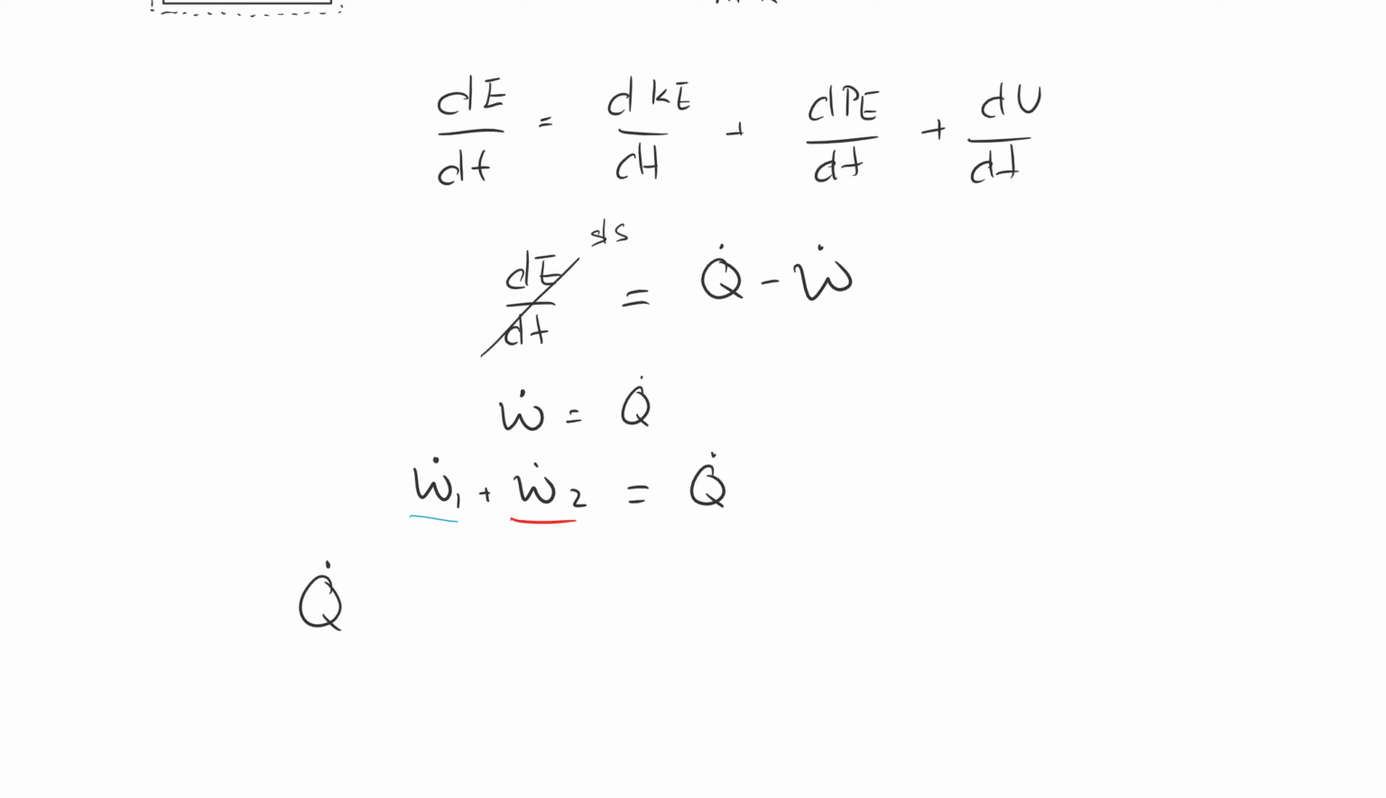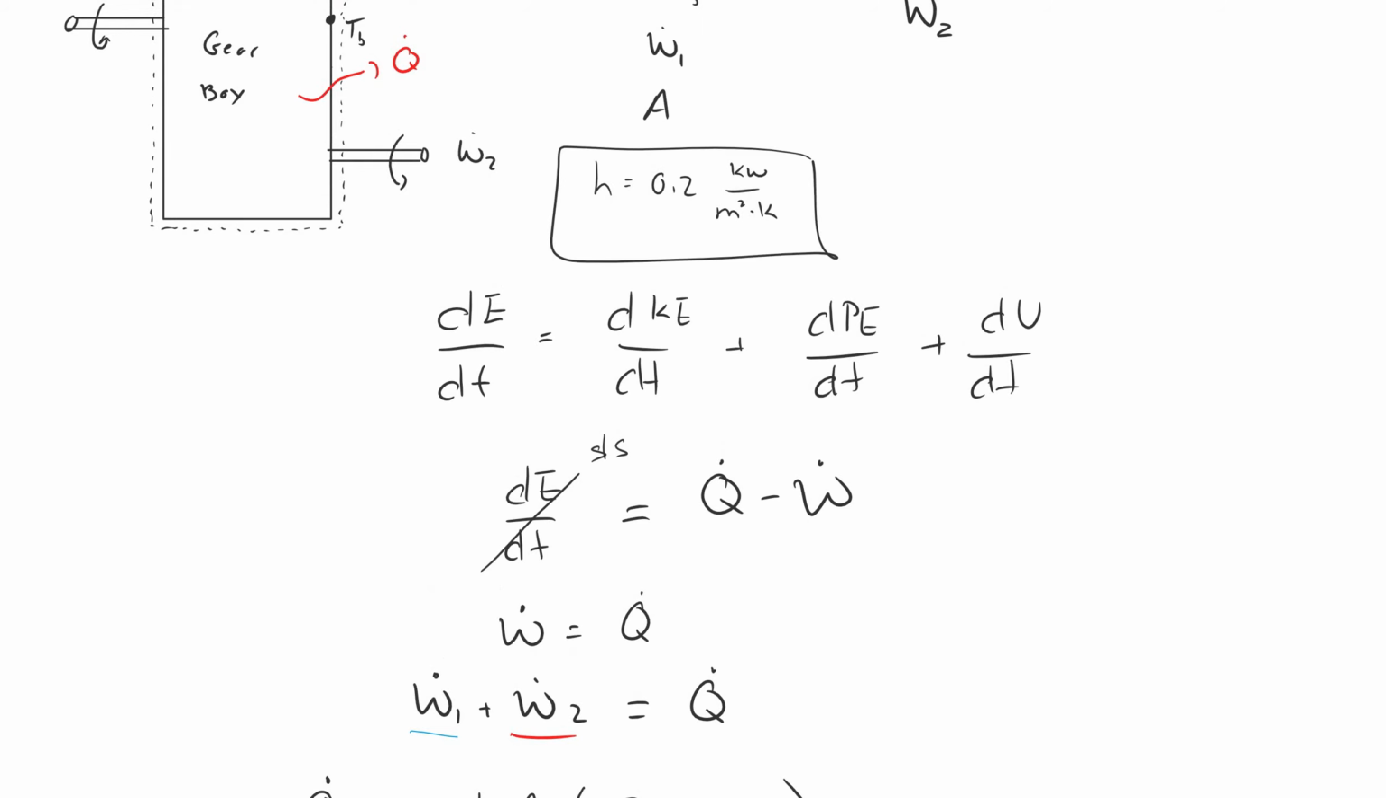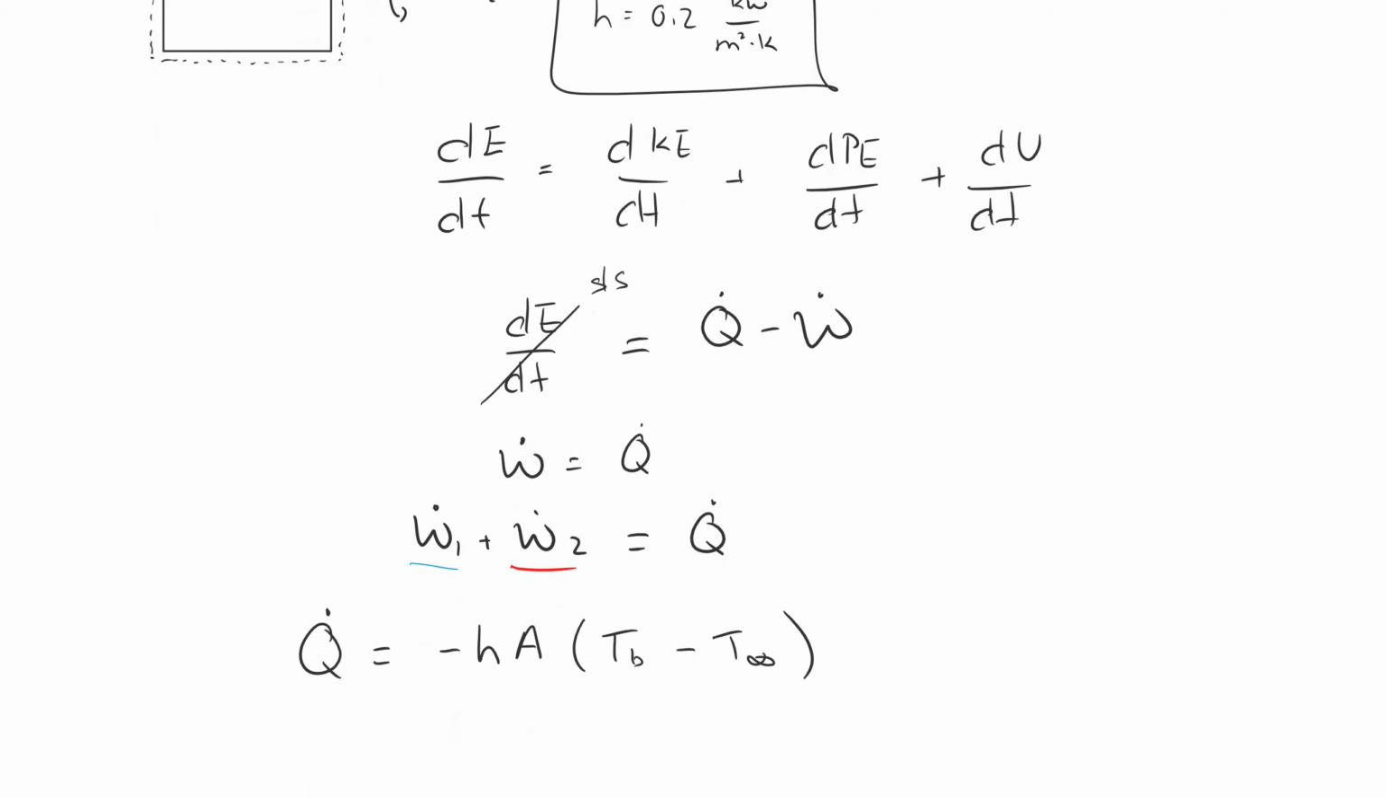In a previous module, you were told that the rate of heat transfer by convection is equal to minus hA, in this case T_B, the temperature of my surface, minus T infinity. So I know h, that's given up top, 0.2 kilowatts per meter squared times Kelvin. So here, if I plug in that value and multiply it times meters squared and a temperature change in Kelvin, then my heat transfer is going to have units of kilowatts.